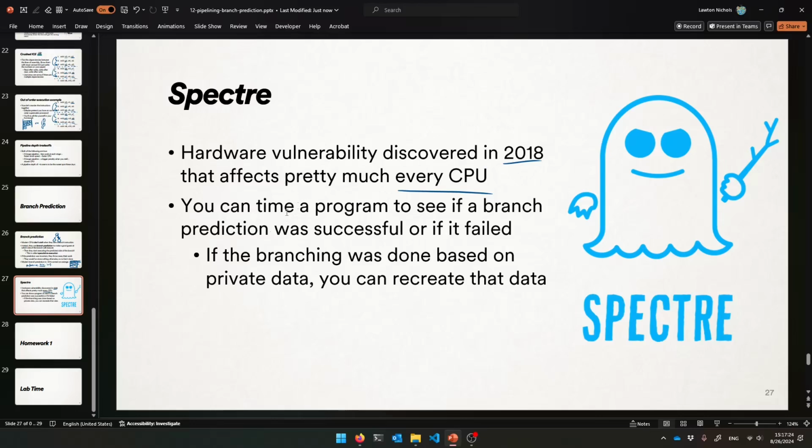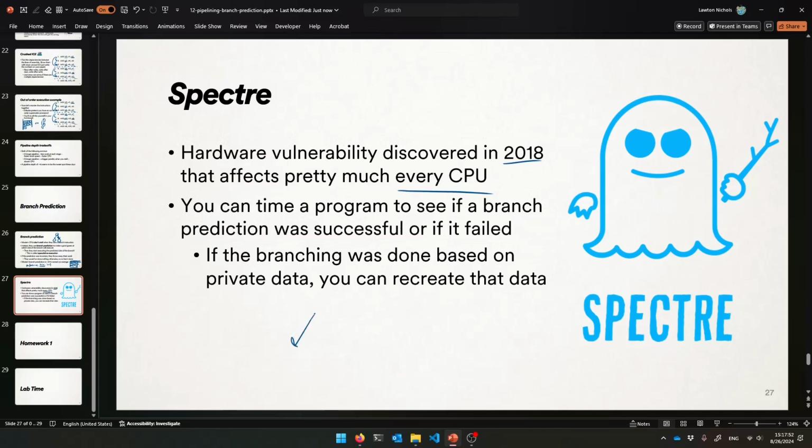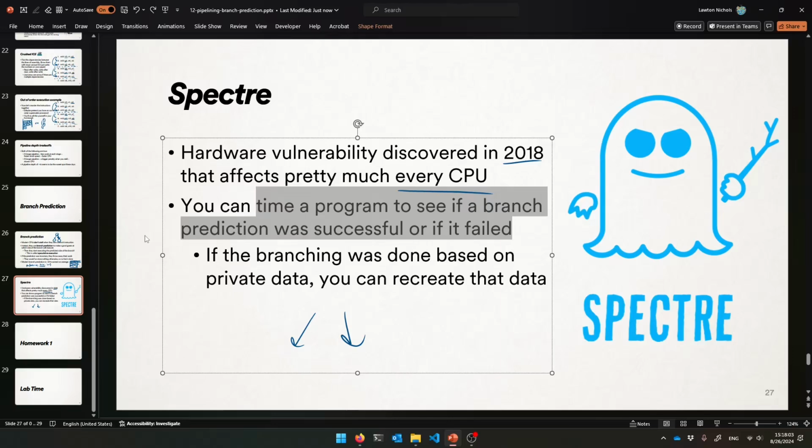What happens? All right. So what Spectre does, it's a vulnerability that allows you, if you have access to the CPU in this way, or if you just write a carefully constructed program, to do some nefarious things, right? If you were to time a program, that would tell you if your branch prediction was successful or if it failed, right? Because your branch predictor is always trying to go down this side or go down this side. If it messes up, it takes longer because you have to undo what you just did and go down the other side. Does that make sense? All right. So you can time a program to see if the branch prediction was successful or not.